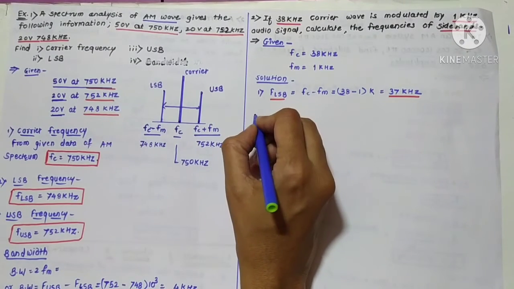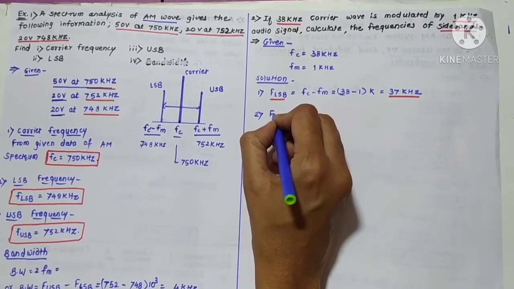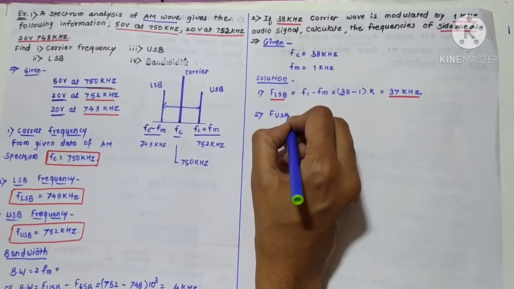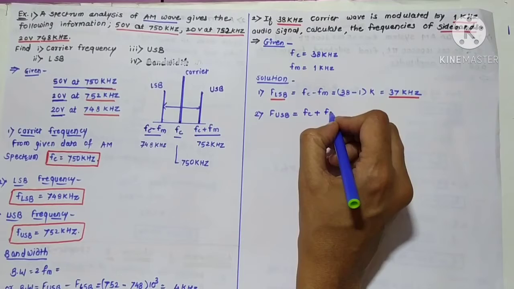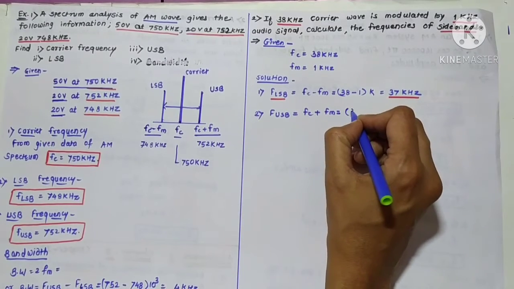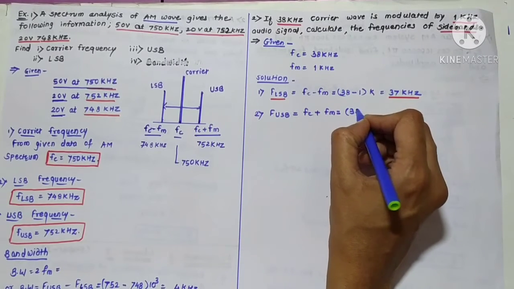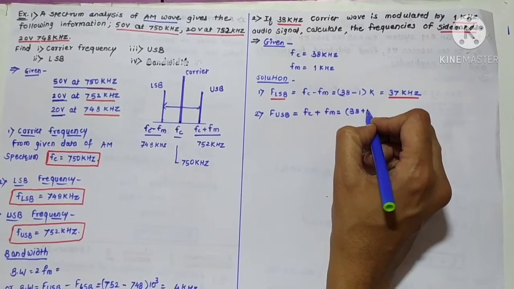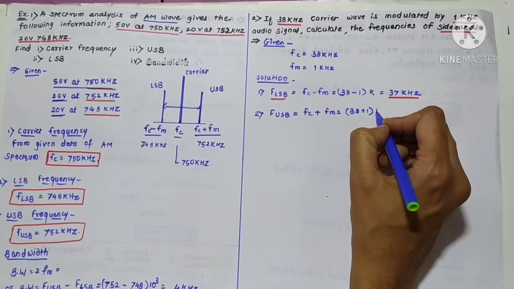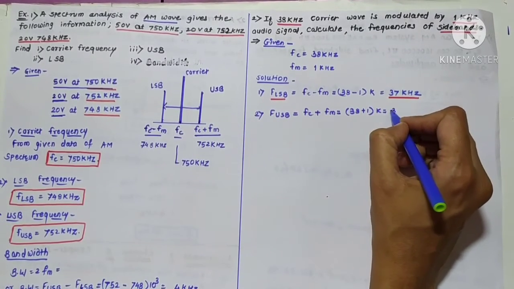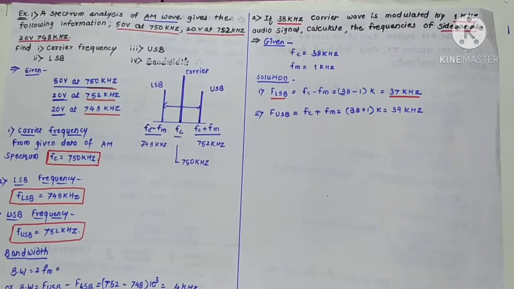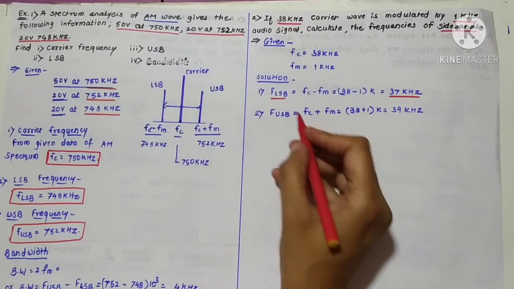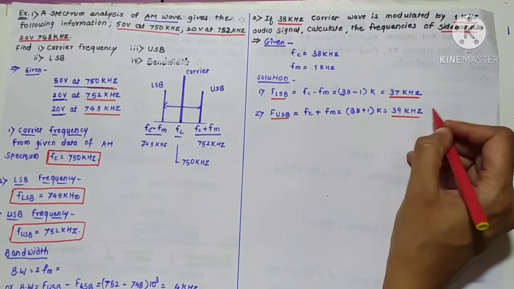Now second, the frequency of upper sideband is equal to FC plus FM. Just changing the sign from the above equation, 38 plus 1, it is 39 kilohertz. Okay, in this way this is the frequency of upper sideband.